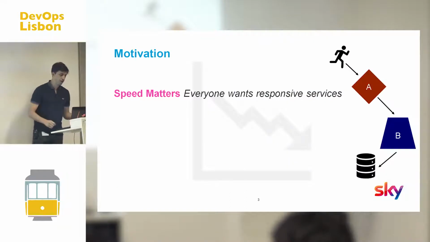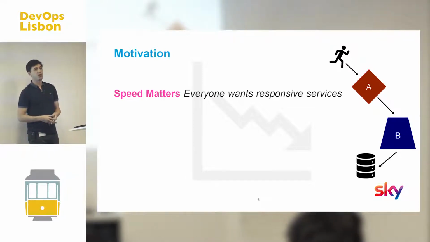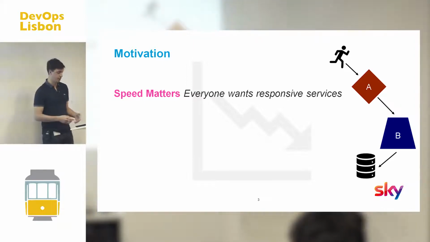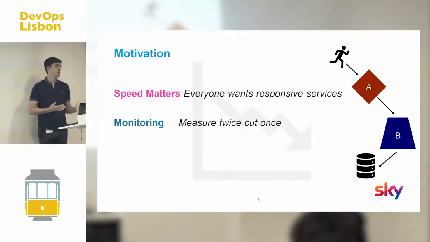So why are we talking about this here? First of all, speed matters, right? 30 years ago, we would wait 10 minutes for our games to load in Spectrum. 10 years ago, we would be okay if a website took 5 or 10 seconds to load. Nowadays, if your service takes more than 2 seconds to respond, people will just run away. And that's what's happening.